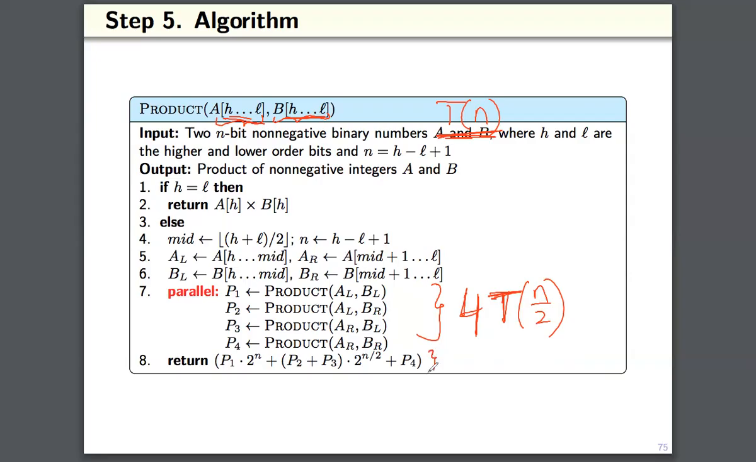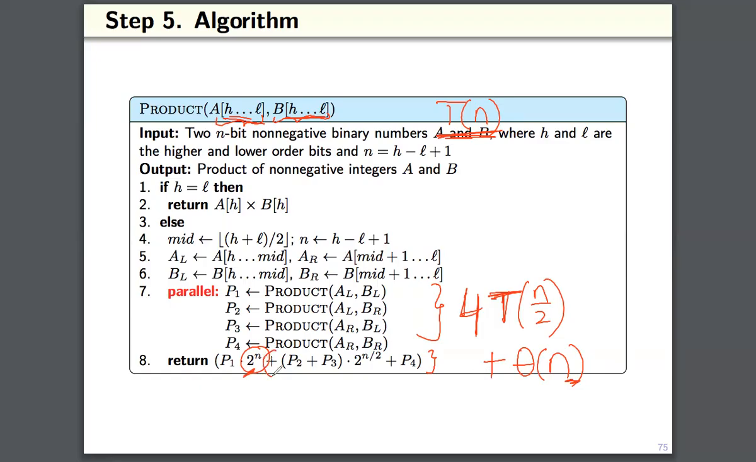Now think about what happens here. You're multiplying by 2 power n, which means you need to shift by n bits. So you can say plus theta n. That means you need to do at least something like a linear scan, so you have to do n computations. You cannot do better than that.